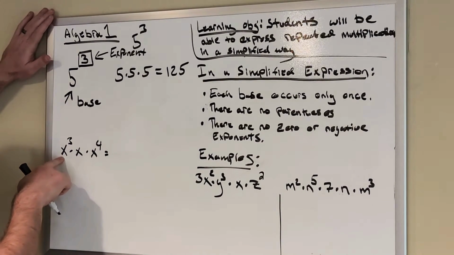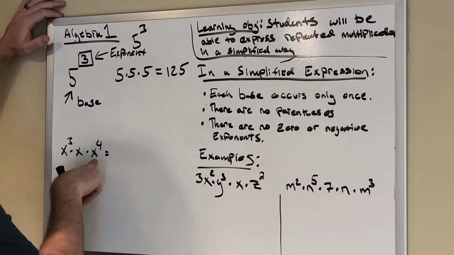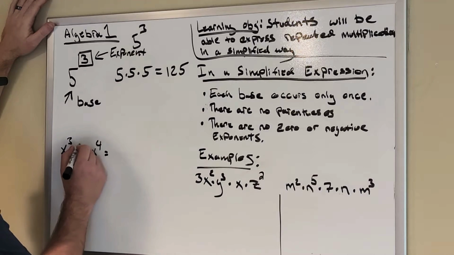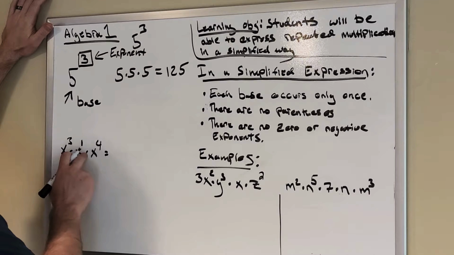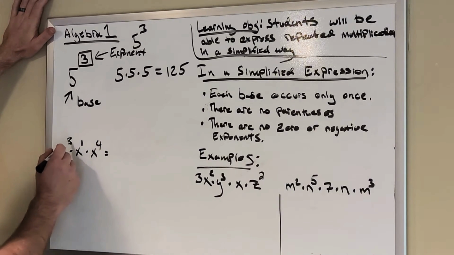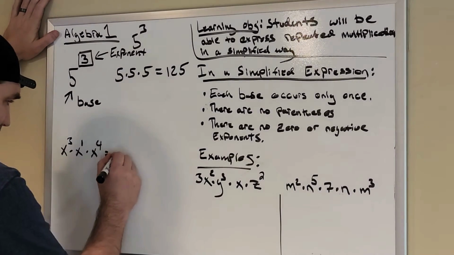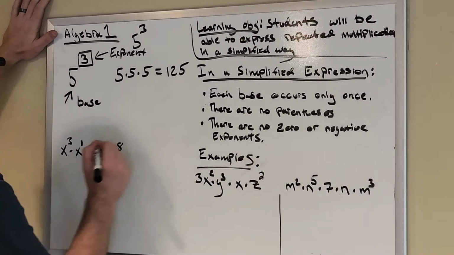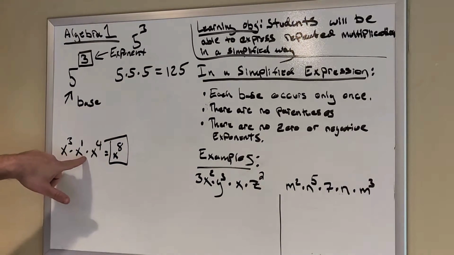Here, for instance, we have x to the third times x to the fourth. The way this works out is, this is basically saying x to the third times x to the first, which is the same thing as x with nothing above it, times x to the fourth. We're just going to add our exponents up and keep the base. So we keep the base as x, and we add the exponents: 3 plus 1 is 4, 4 plus 4 is 8. x to the 8. That's this answer here.